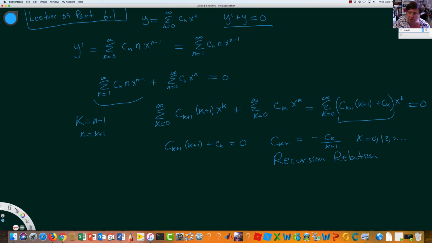Okay, and we're going to start with k equals 0. So k equals 0 gives me C1 is equal to minus C0. Now C0 is an arbitrary constant so far, so I'm just going to leave it that way. And what about C2? Well, C2 is minus 1/2 C1, which is minus 1/2 times minus C0, right? And so it's equal to 1/2 C0.